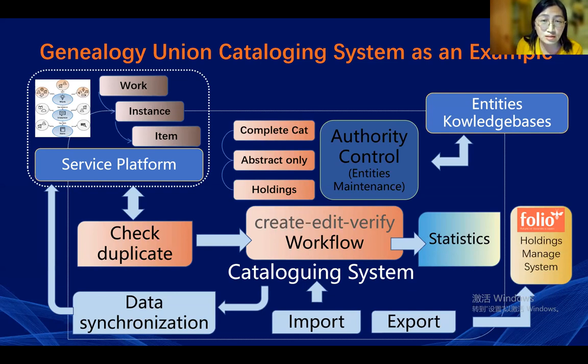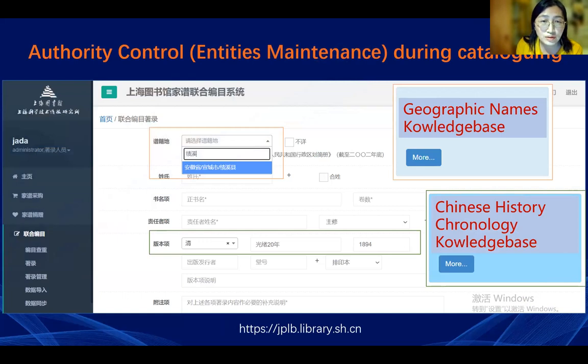Let's take the genealogy union cataloging system as an example. It is a pilot project of the data process platform. The main purpose of this system is to help catalogers of multiple organizations catalog in one system and output the catalog data into the service platform as soon as the workflow finishes. It has realized the unified management of the whole workflow of order and donation, union cataloging across organizations, authority control at web scale, statistics and analysis, data import and export, and the integration with the FOLIO holdings management system and the service platform. This is the interface for the catalogers.